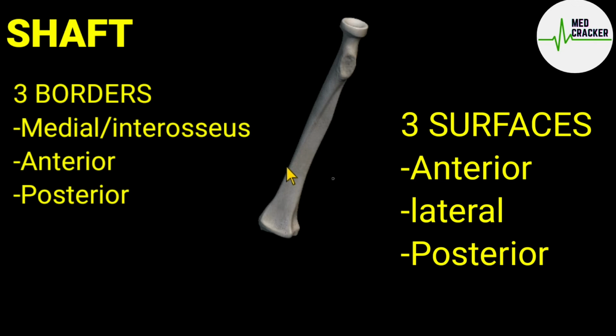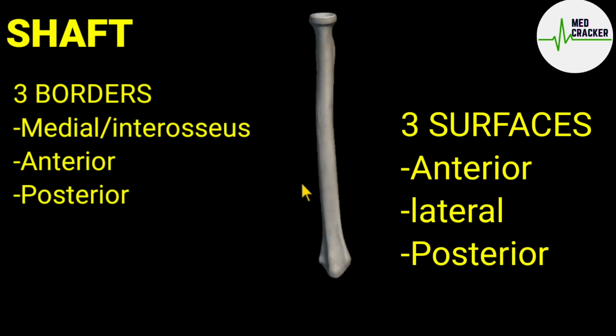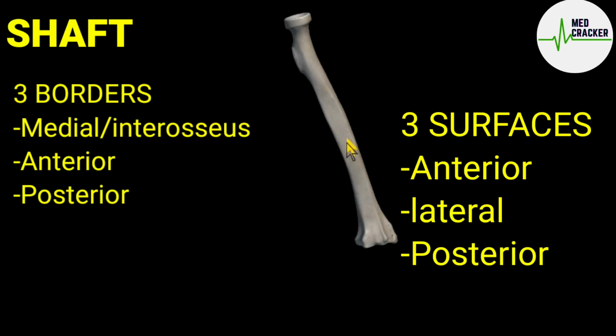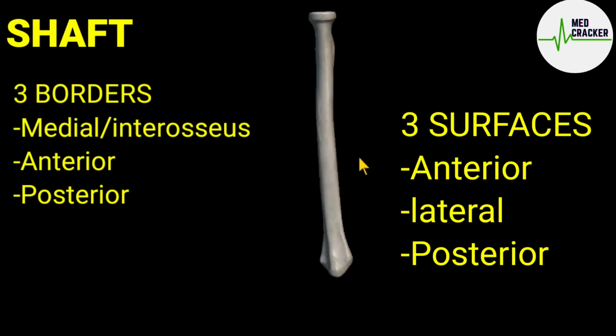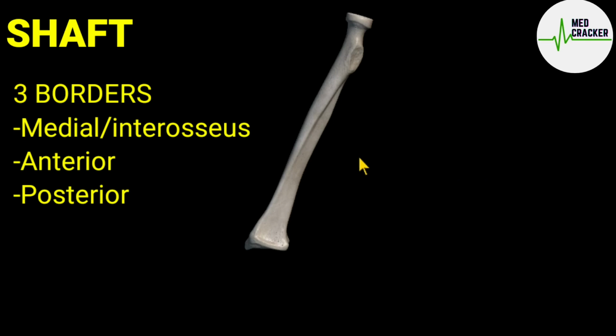Also 3 surfaces: anterior surface. This is anterior surface, which is between the medial and anterior border, and it has lateral surface. This is lateral surface, which is between anterior and posterior border of the radius, and another is posterior surface, which is between medial and posterior border of radius. So radius has 3 surfaces: anterior surface, lateral surface and posterior surface. Also 3 borders: medial border, anterior border and posterior border.